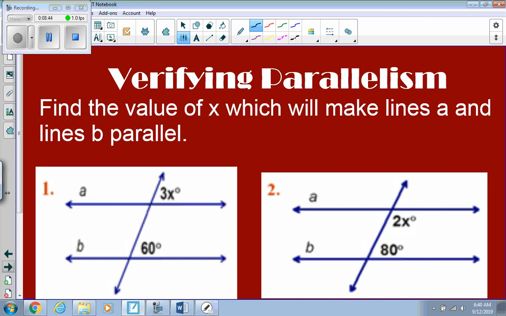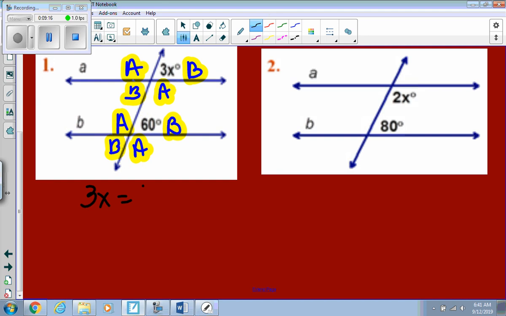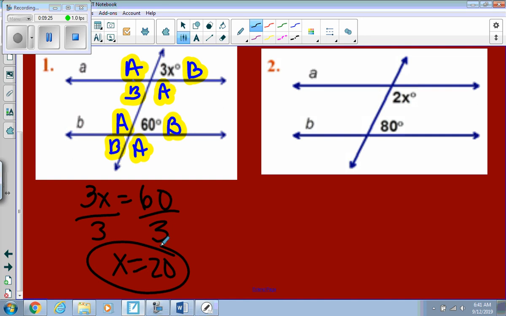So some of the verifying is going to ask you to solve for the value of x that would make the lines parallel. This is absolutely no different than what we've been doing when we've been solving lines that are parallel. So we're going to put our A's and our B's on the picture. We're going to see that they're both B's, so we would set them equal to each other and solve. So we're going to set 3x equal to 60 and divide by 3 to get our value of x. So we get x to be 20. Again, no different than what we've already been doing. Okay.